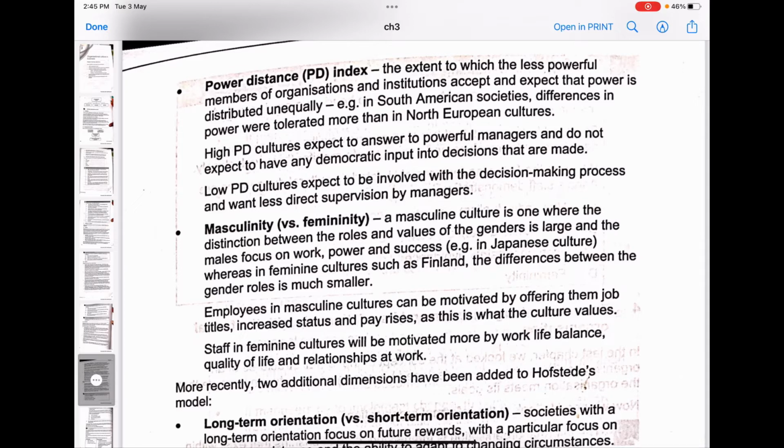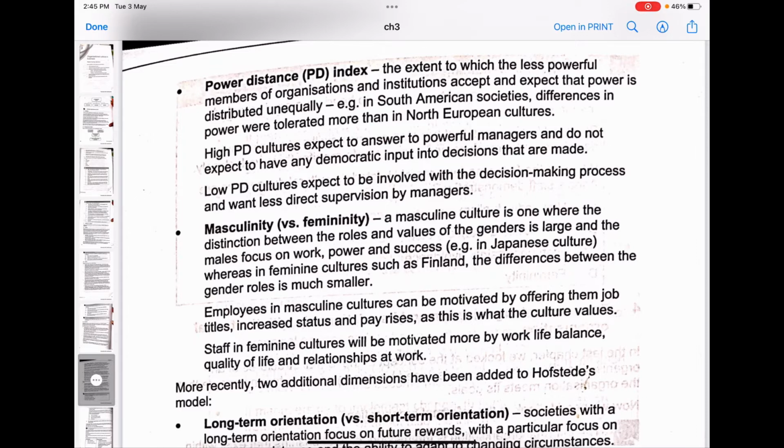Power distance index: the extent to which the less powerful members of organizations and institutions accept and expect that power is distributed unequally. For example, in South American societies, differences in power were tolerated more than in North European cultures. So in some localities or organizations, people are okay with power being distributed unequally. High power distance cultures expect to answer to a powerful manager and do not expect to have any democratic input into decisions. Low power distance cultures expect to be involved in the decision-making process and want less direct supervision by managers.